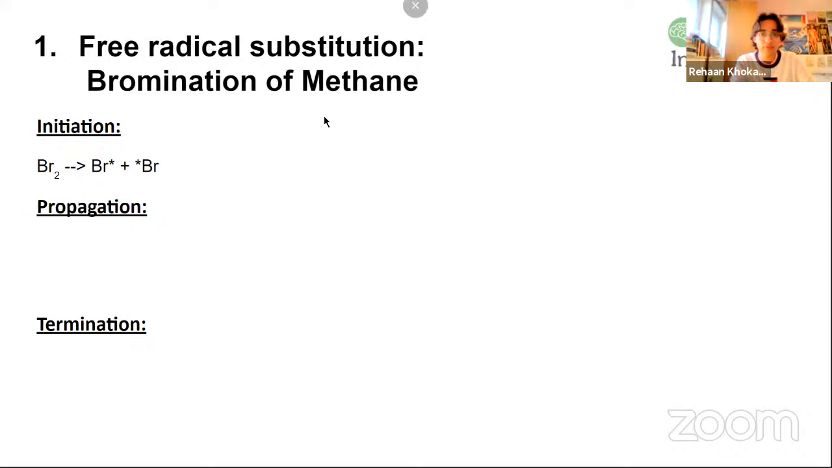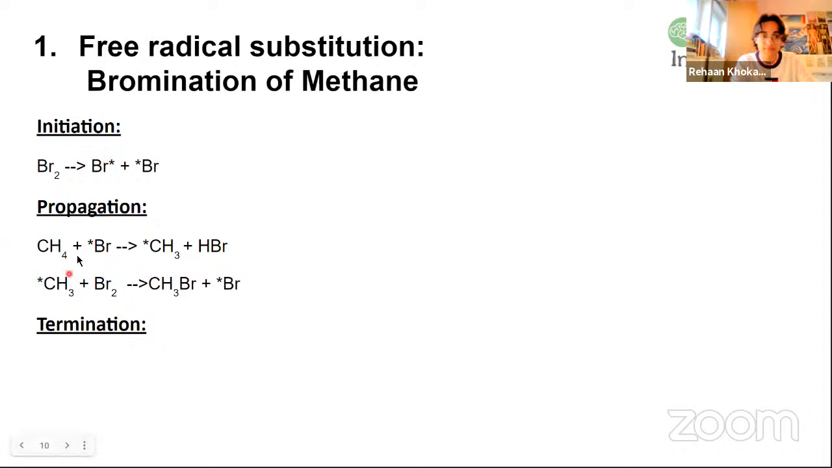UV light breaks down the bromine. Remember, these are the halogens, and they come as paired halogens. It breaks down the diatomic bromine into two bromine free radicals, which are very reactive and will go on to cause these substitution reactions. Now we're going to look at adding methane into the mix. If we add methane, which is CH4, the CH4 is going to react with one of the bromine radicals. Nothing challenging about that so far.